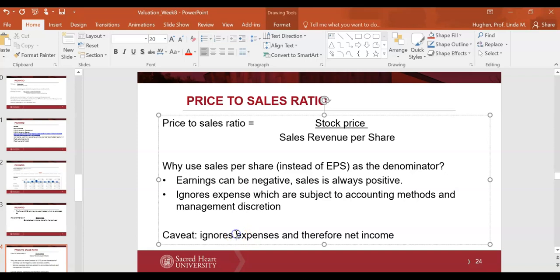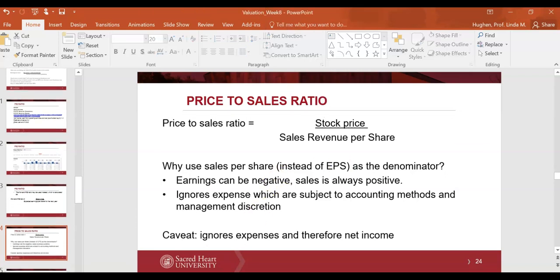So the caveats to this: well, it does ignore expenses and it's not looking at net income. Remember when we analyzed performance last week, we looked at how much income was produced based on sales and how much income was produced based on net income. Those are very different metrics. Sales does not tell us anything about the efficiency of running the business and having those sales generate actual income to the investors.